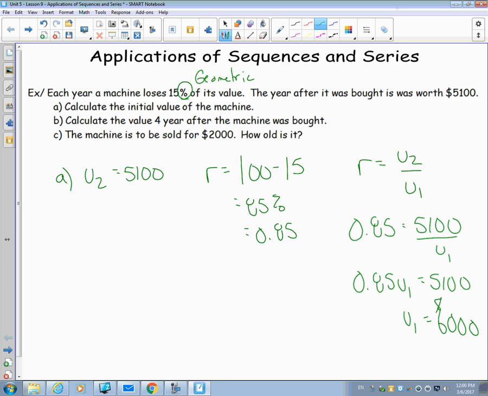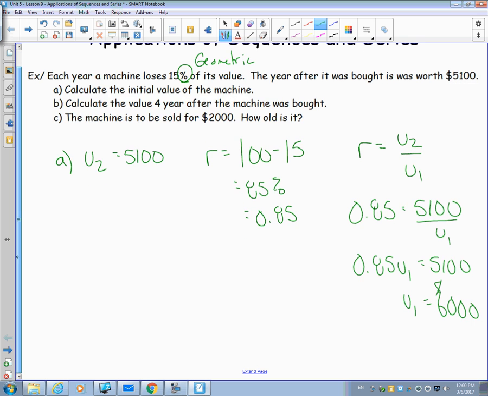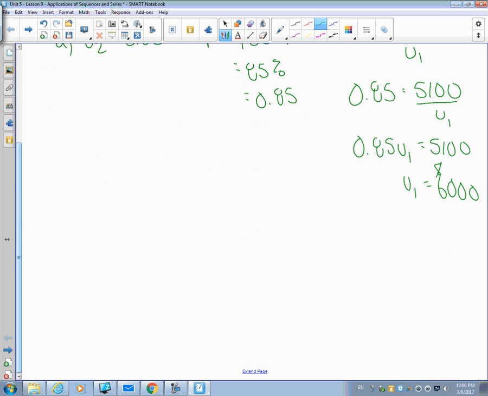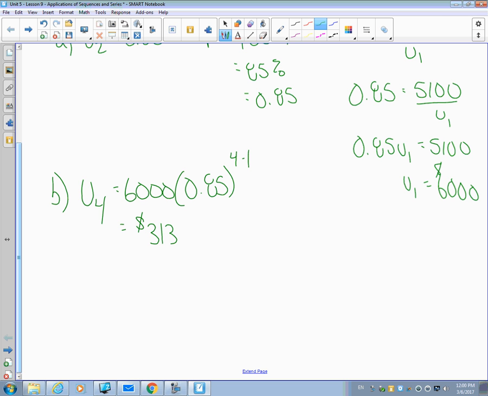And calculate the value 4 years after the machine was bought, part B. We can do that now because we have an equation. U4 will be U1, our initial value, times our R value, 0.85, to the 4 minus 1. Into our calculator we go. The machine is now worth $3,132.04.